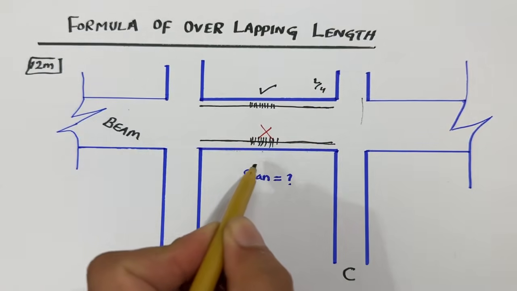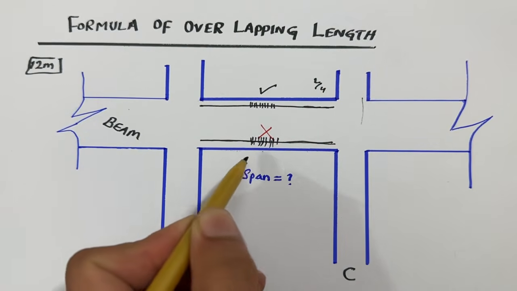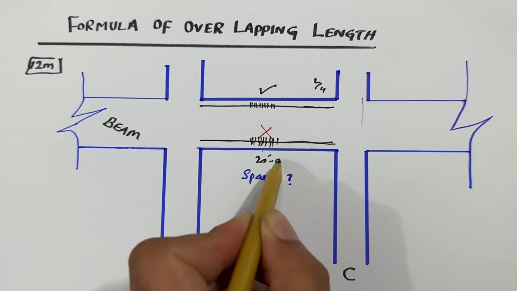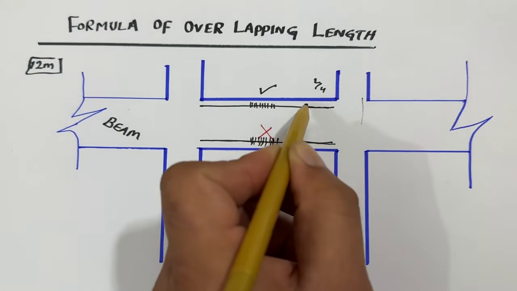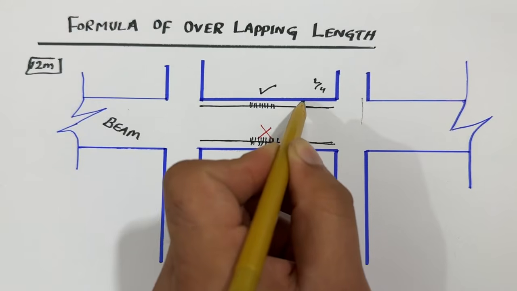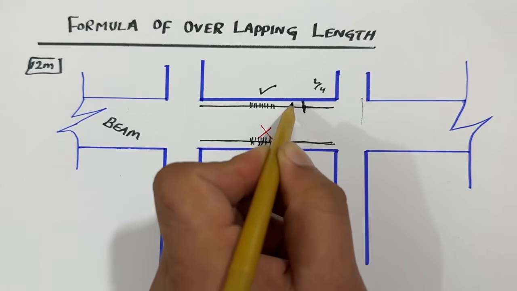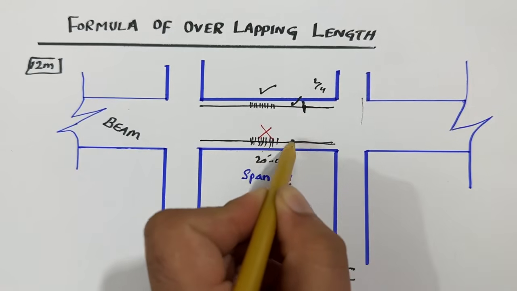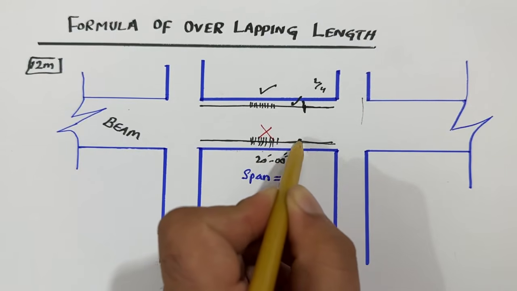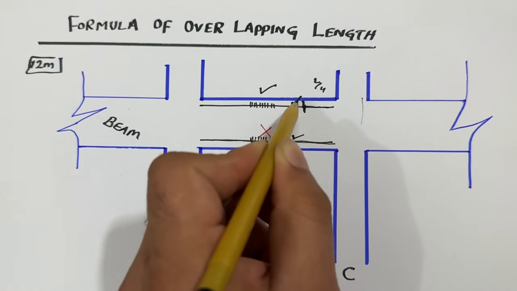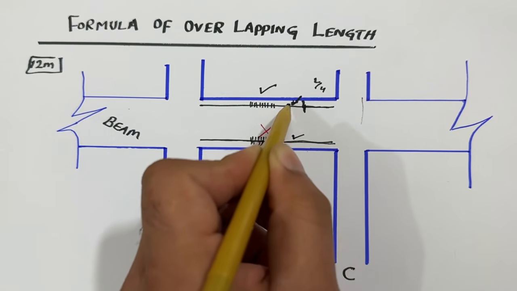L/4 means, suppose the span is for example 20 feet, 0 inches. So at the distance of 5 feet you are not allowed. At the distance of 5 feet you are not allowed, so this is the place to provide. At the bottom portion you are not allowed to provide here, only after L/4.